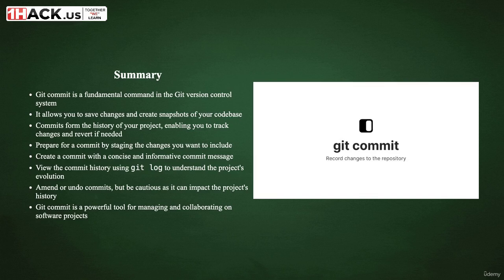You can view the commit history using the git log command, which will show you the list of all the commits made in your project, including the commit hash, author, date, and commit message. This information can be very useful in understanding the evolution of your project. If needed, you can also amend or undo commits using the git commit --amend and git reset commands, respectively. However, it's important to use these features carefully, as they can impact the project's commit history.